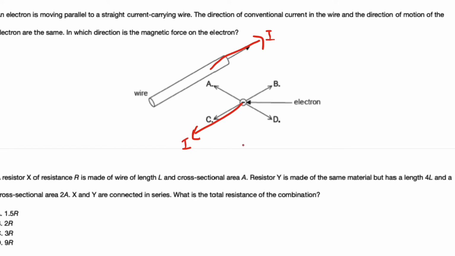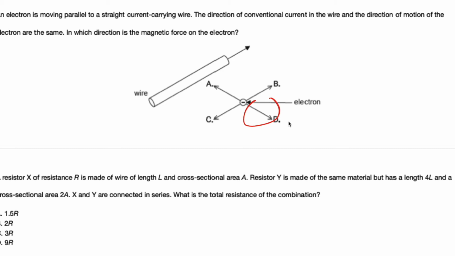Current in opposite direction is going to generate a repulsive force. So this wire here is going to try to push this electron away. So the force is going to point in the direction as shown by D. So D is the answer.